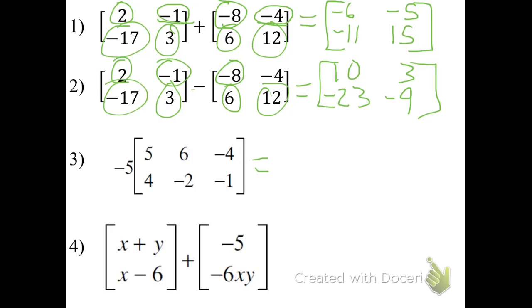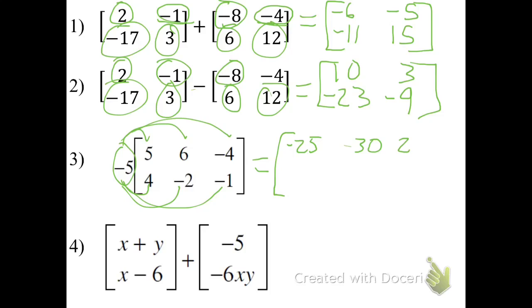So this one, number 3 here, this number up front is called the scalar. You take it and you times by everything inside. It's like the ultimate form of distribution. Everything gets multiplied by that -5. And that's all there is to it. You got -5 times 5, that's -25. -5 times 6 is -30. And -5 times -4 is +20.